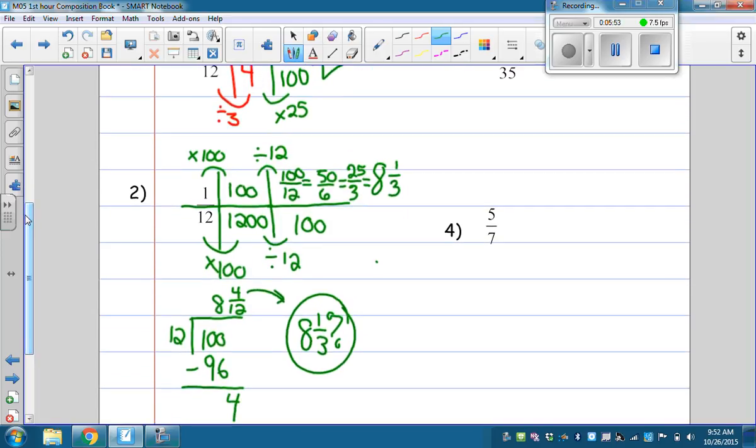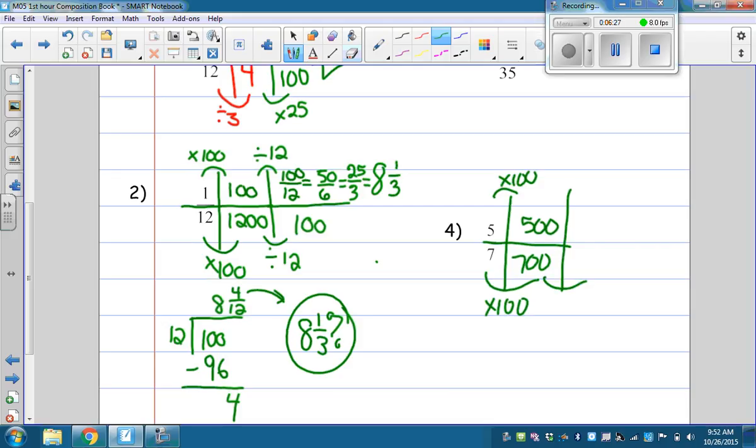So the process of building up to 100, let's do number 4. Number 4 is kind of similar because it's not a benchmark fraction. Whenever the number in the denominator doesn't go into 100 evenly, multiply by 100. It's a nice strategy. 700. And you'd get 500 over 700. Does that part make sense? And then divide by whatever number you need to get to 100.